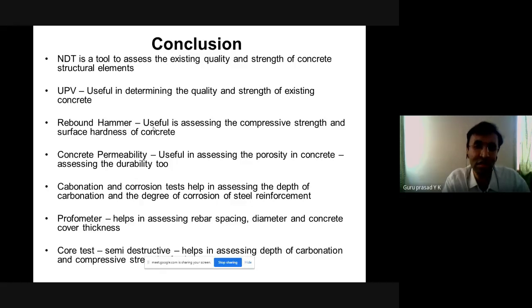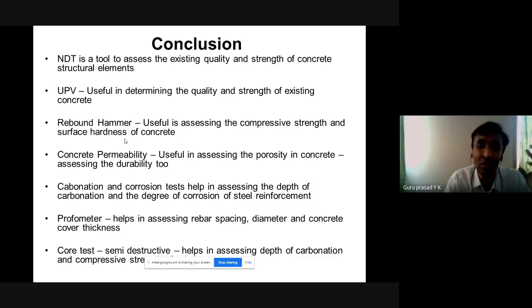Carbonation and corrosion tests help in assessing the depth of carbonation and degree of corrosion of steel reinforcement, which is existing in a structural component. Profometer helps in assessing the rebar spacing, average diameter of the rebar. I would like to put it on record, average diameter, and the concrete cover thickness. That is also on an average basis.